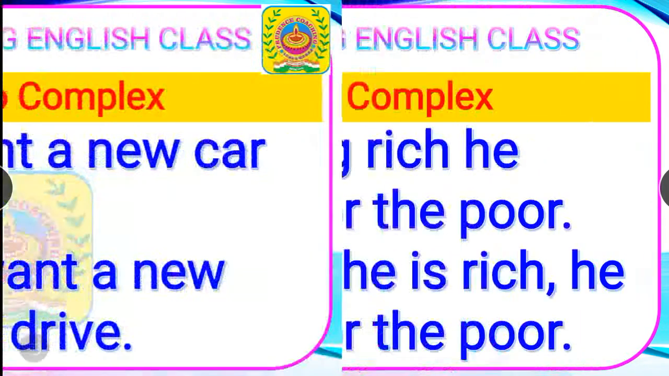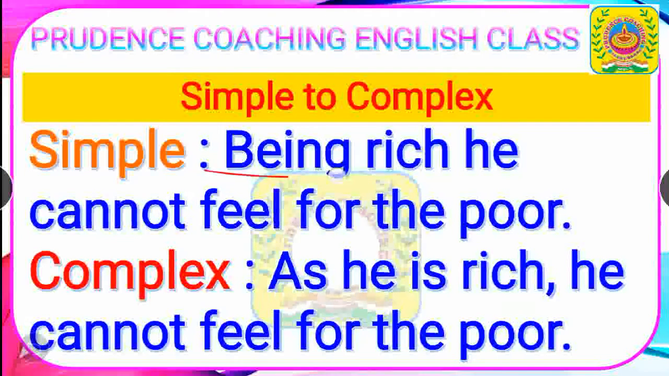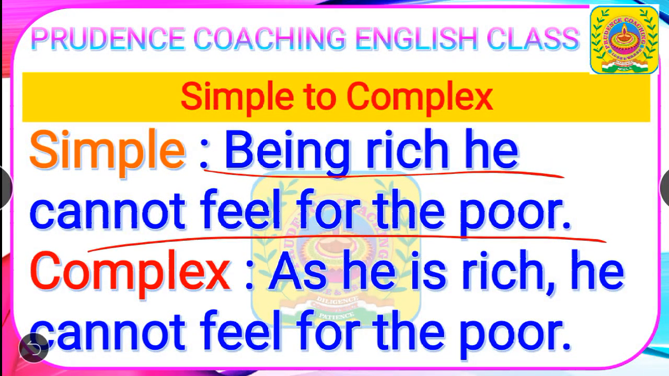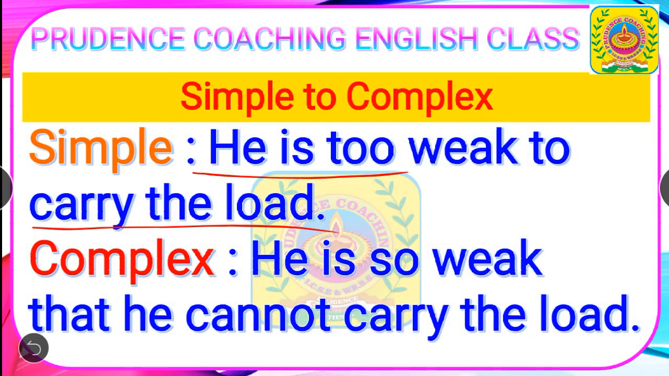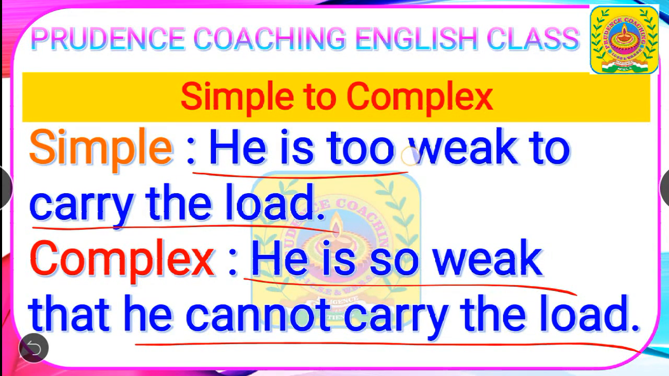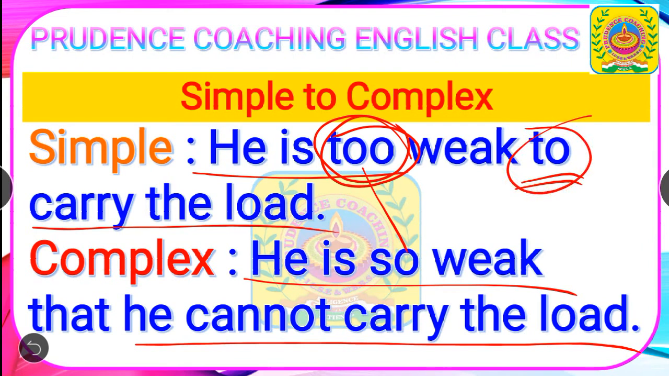Okay, now the next sentence, that is simple to complex. Being rich, he cannot feel for the poor. The complex sentence would be: as he is rich, he cannot feel for the poor. Now the next one: he is too weak to carry the load. Now the complex sentence is: he is so weak that he cannot carry the load. Okay, too...to transforms into so...that, and too...to refers to the negative situation. That means students, when too...to has been used together, it actually gives the negative meaning. So here the complex sentence is: he is so weak that he cannot carry the load.